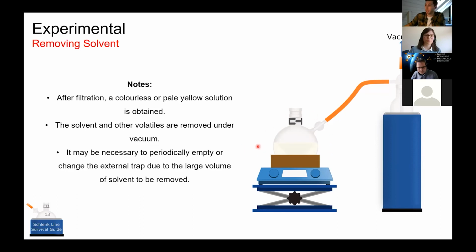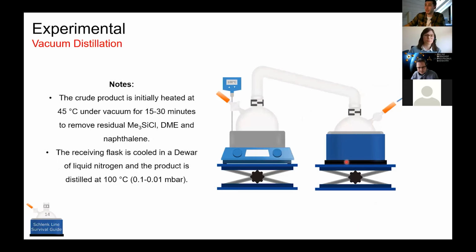We're dealing with about 2 litres of solvent at this point, of a relatively high boiling solvent. So this will both take a long time and will require that you change the external trap periodically to ensure that this procedure is safe. Once we've removed all of the solvent and volatiles, then we're left with our crude product. And to purify it, we do a dynamic vacuum distillation.